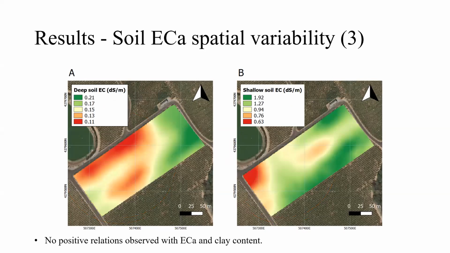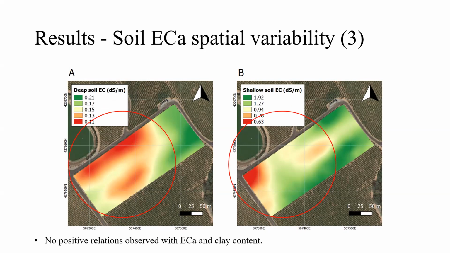As for soil ECA, in deep soil, ECA values were lower in the majority of the western section of the vineyard, or southwestern, if you want to say. In shallow soil, ECA values were lower in the northwestern corner of the vineyard, and a small portion of the central section also had a lower ECA.